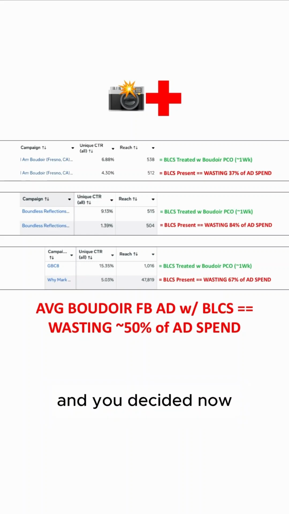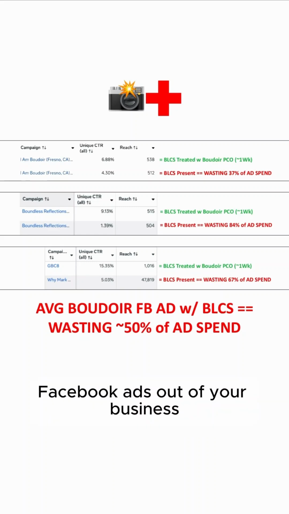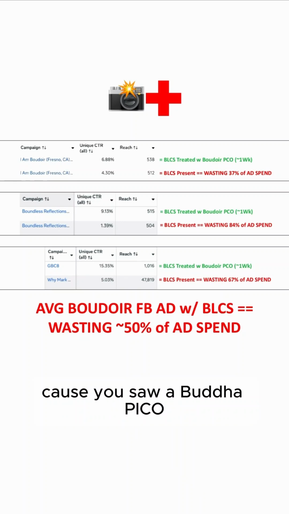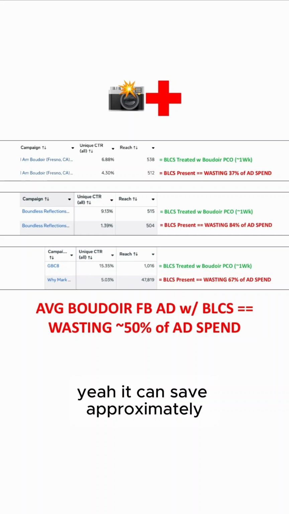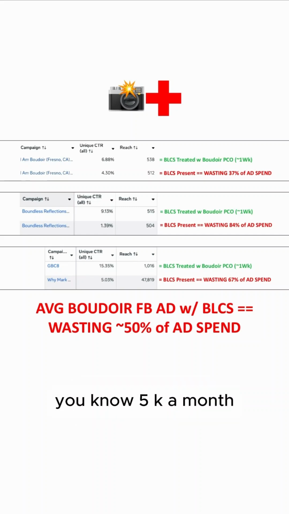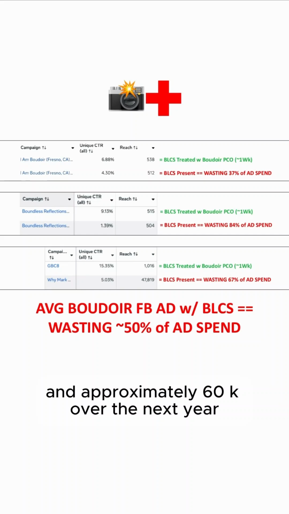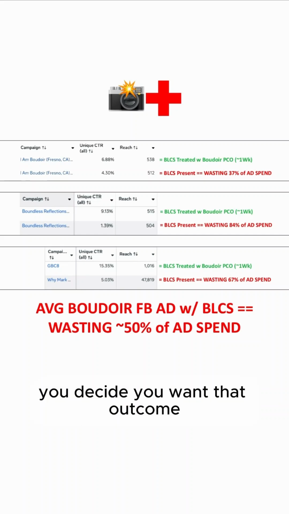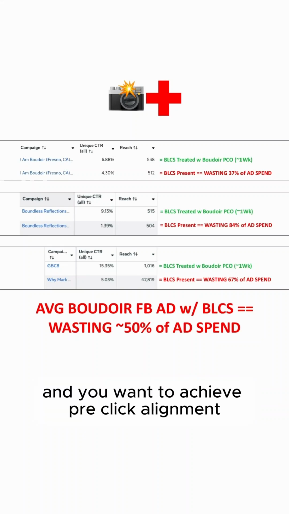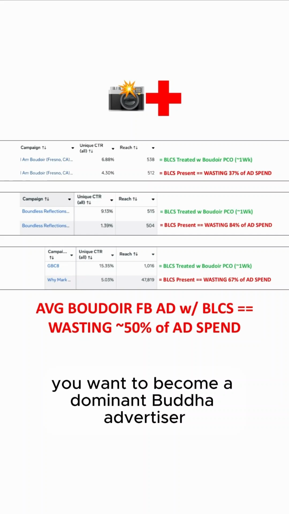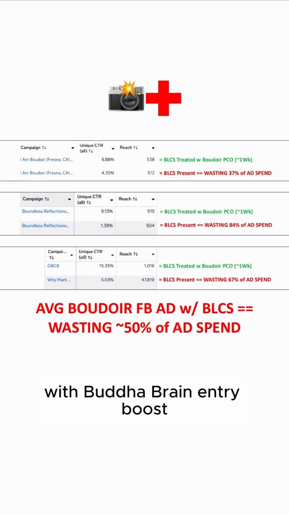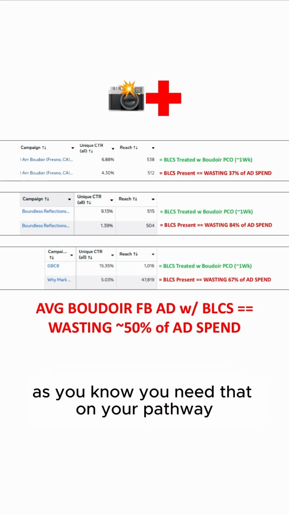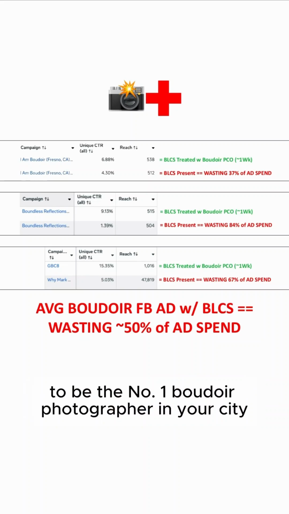You decided now you're finally ready to optimize the Boudoir Facebook ad side of your business because you saw with Boudoir Pico, yeah, it can save approximately 5K a month. Put that back in your pocket that you don't have to spend, so it's not being wasted. And approximately 60K over the next year. You decide you want that outcome, and you want to achieve pre-click alignment. You want to become a dominant boudoir advertiser with Boudoir Brain Entry Boost. As you know, you need that on your pathway to be the #1 boudoir photographer in your city.